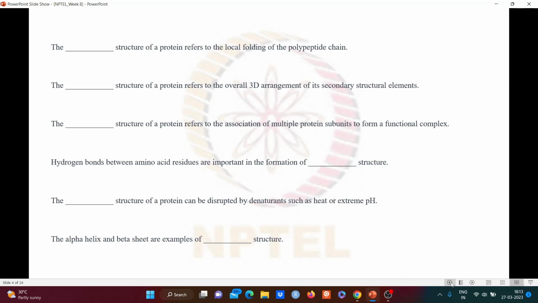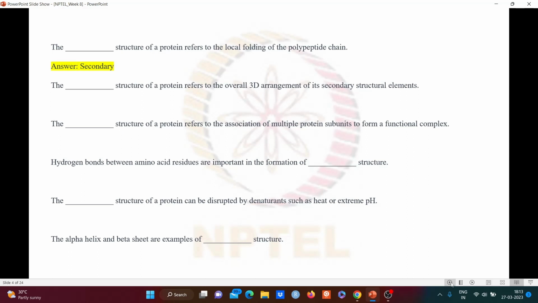Primary. Yeah, okay, I'll come to the answer. Any other answers apart from primary? Okay. Here, secondary structure of a protein refers to the local folding of polypeptide chains. Okay, moving on to the next one.